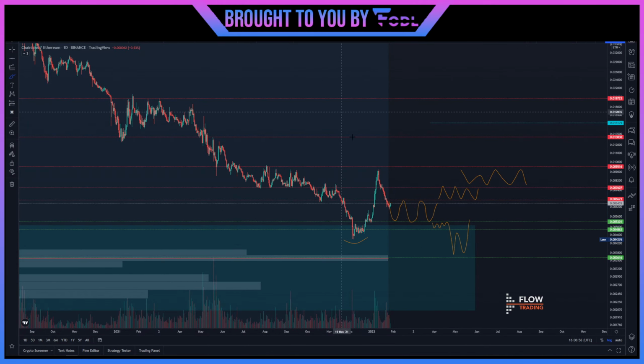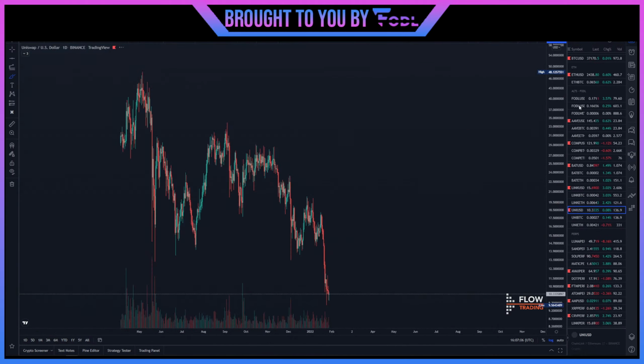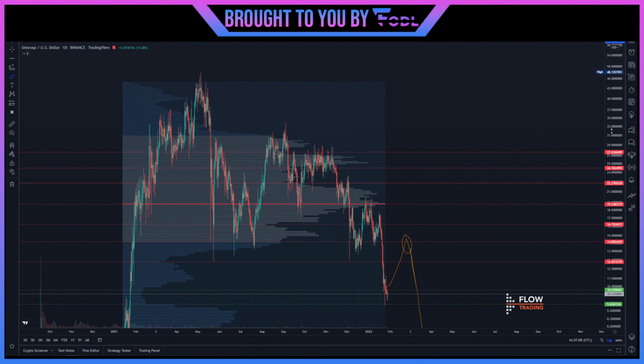So I hope that makes it clear. Okay, so even if we go all the way up here, I expect price to come back down. So again, bearish versus Ethereum, okay, like most of these coins. Finally, let's have a look at Uniswap. I think Uniswap's taking a bit of a battering.